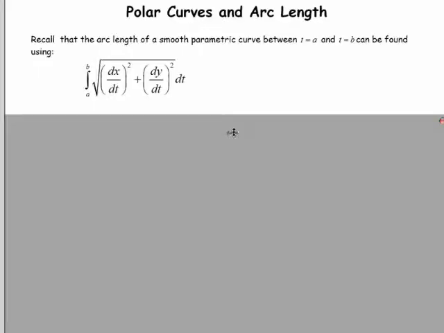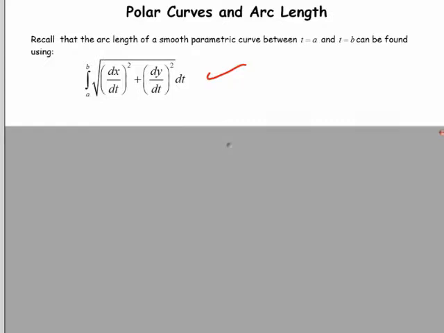So the next thing we want to look at is how to find the length of the arc when we're dealing with polar curves. We know how to do this with rectangular, Cartesian, and parametric curves. How do we do it with polar curves? So recall that our arc length formula when we're dealing with a smooth parametric curve is this, between t equals a and t equals b.